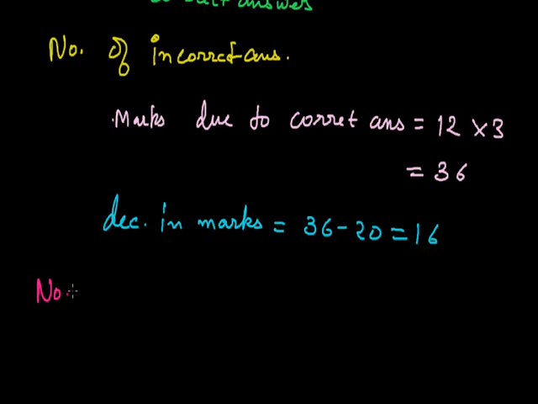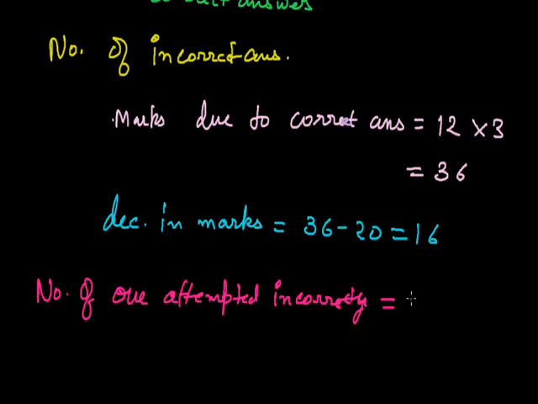So the number of questions attempted incorrectly will be 16 divided by 2. Since for every incorrect answer she is losing 2 marks, we can find out how many questions she has attempted incorrectly. She has lost 16 marks, so it will be 8. Now she has attempted 8 questions incorrectly, that's why her marks are being reduced by 16.